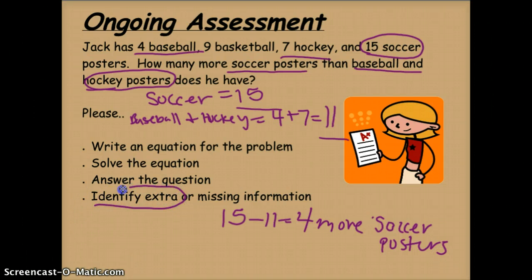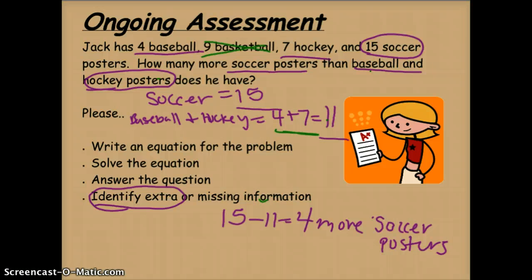What is some of the extra information that we had? Do we need basketball for anything? No. That was just extra information that we did not need. Okay. The missing information we had to figure out was how many together baseball and hockey. We had to add that together first to get 11 and then compare.